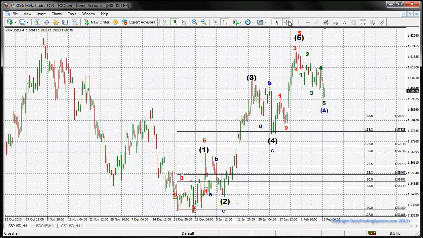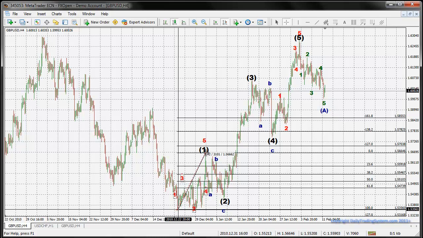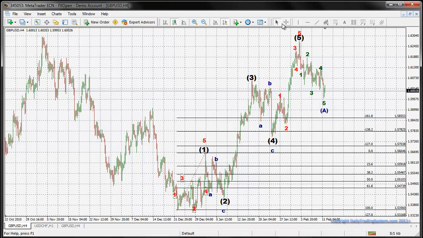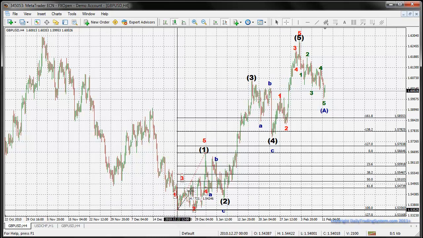But you're not going to get exact. Here's to show you, from this distance to here, it was pretty close. I think it was 315 pips, right? There we go, so 315 pips.